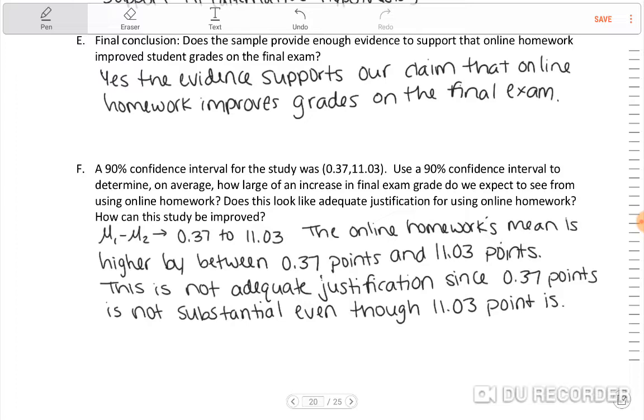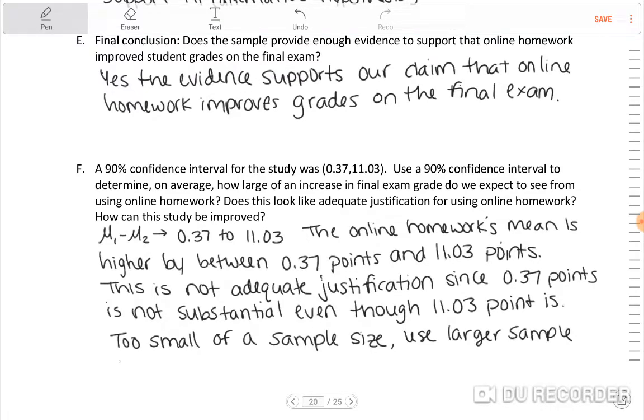How can the study be improved? Well, the sample size is pretty small to have enough information to decide. So to make the hypothesis test better, we just use a larger sample size. So I would say too small of a sample size. Use a larger sample size to improve the study.